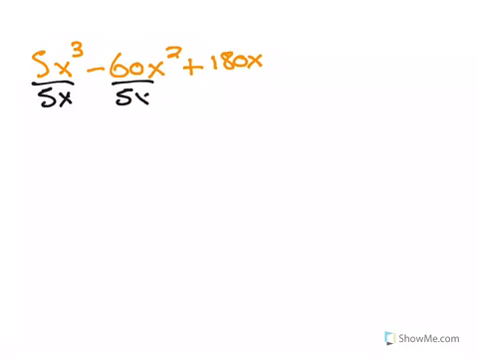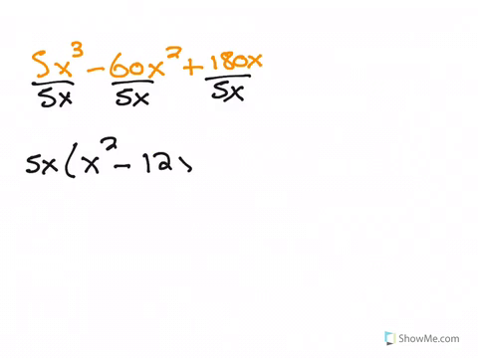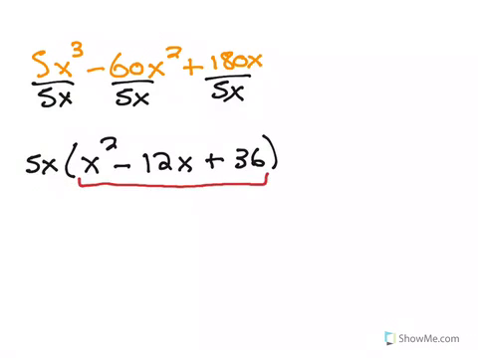So what I have, 5x cubed minus 60x squared plus 180x. And I know that my GCF is 5x. So I'm going to divide everything by 5x. I put my GCF on the side, open my parentheses, and now I write the leftovers inside the parentheses. So I'm left with x squared minus 12x plus 36. And now inside the parentheses I have to ask myself the second question.